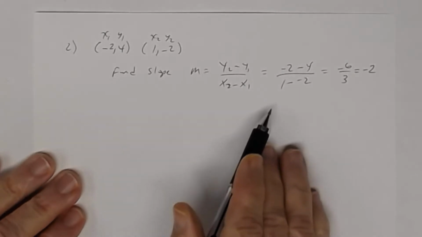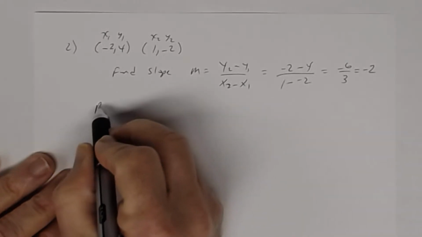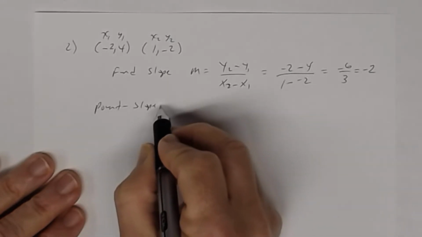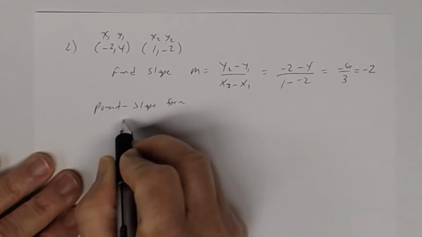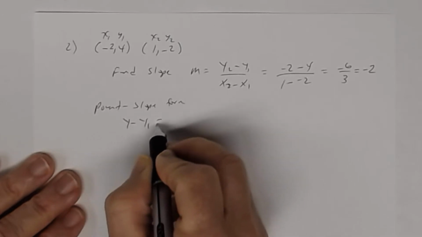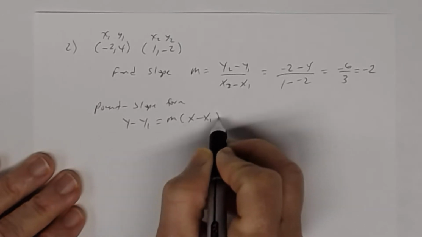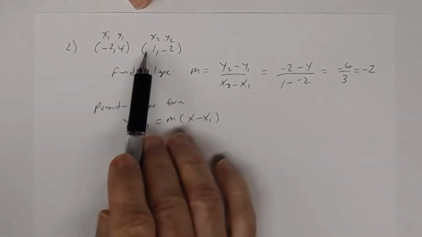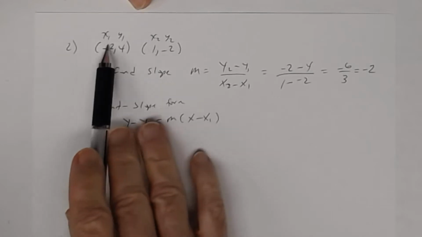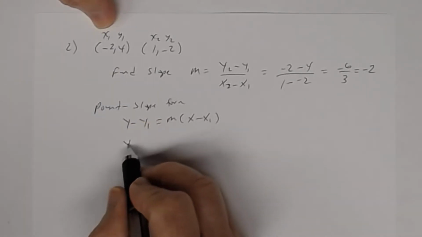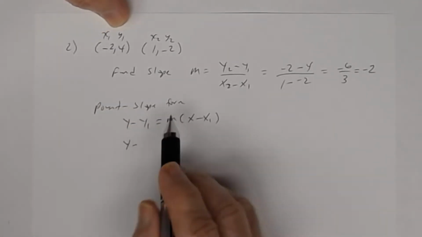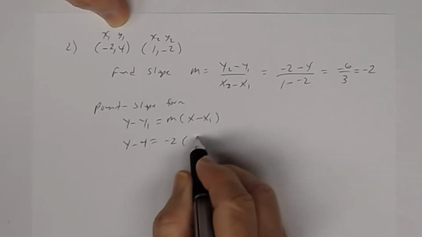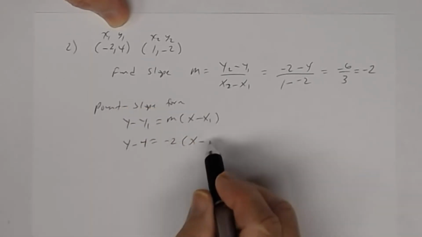All right. And then I'm going to go ahead and use point-slope form. You could use point-slope form or slope-intercept form, it does not matter. Remember, point-slope form is y minus y1 equals the slope times x minus x1. And so I now know the slope and I know a point of the line. In fact, I know 2, so it does not matter which one you use. So I'm going to use the first one. So I have y minus y1, which is 4, equals the slope, which I just found, which is negative 2, times x minus x1, which is negative 2.